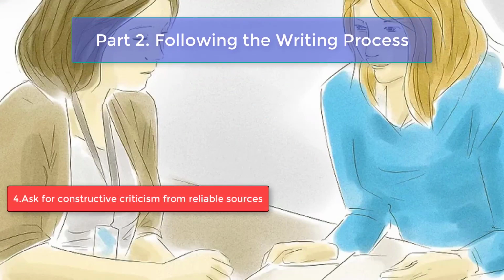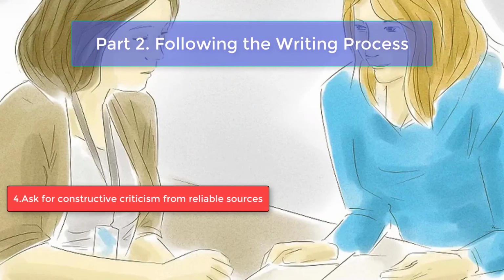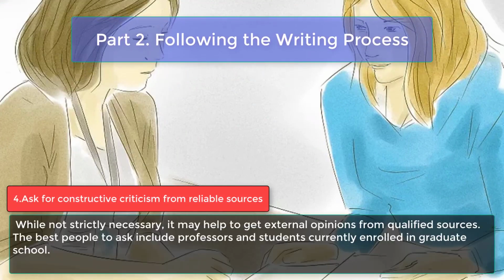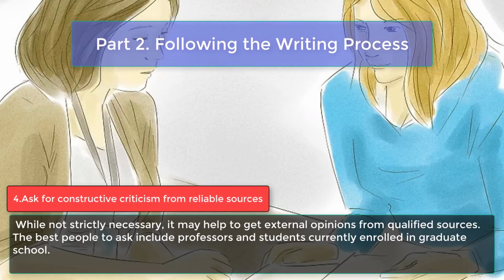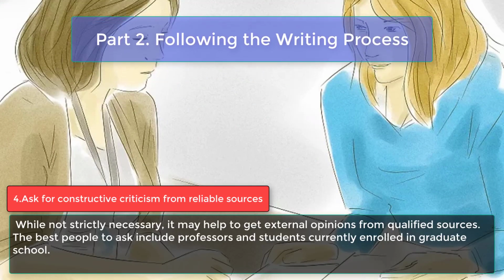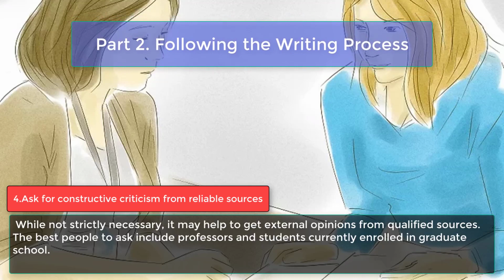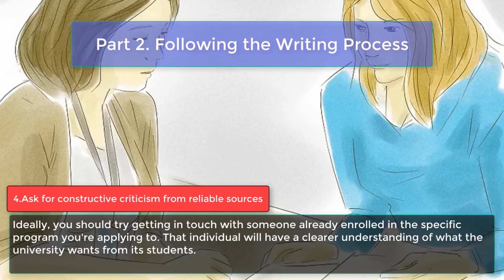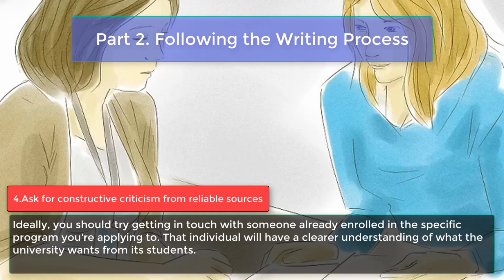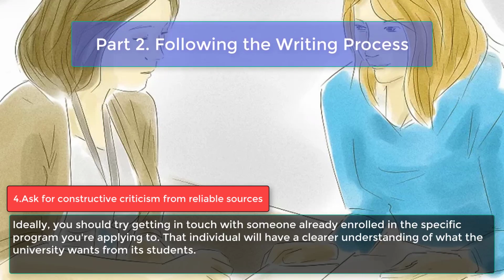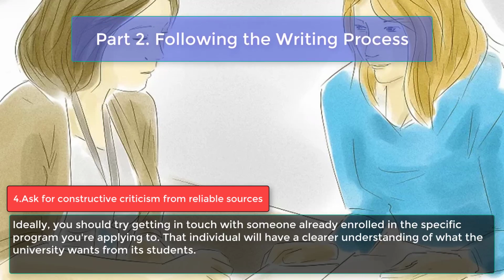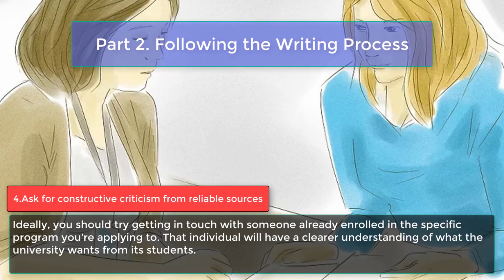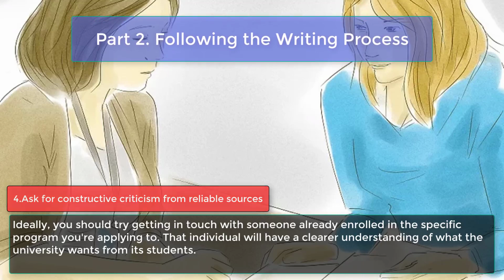4. Ask for constructive criticism from reliable sources. While not strictly necessary, it may help to get external opinions from qualified sources. The best people to ask include professors and students currently enrolled in graduate school. Ideally, you should try getting in touch with someone already enrolled in the specific program you're applying to. That individual will have a clearer understanding of what the university wants from its students.